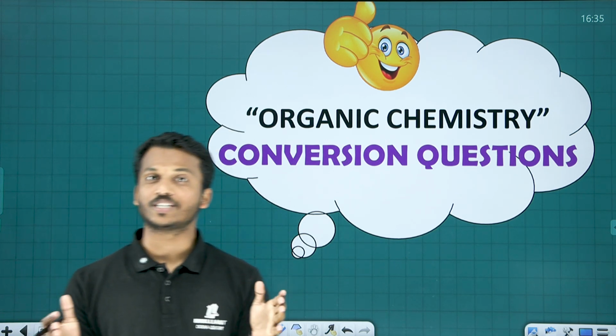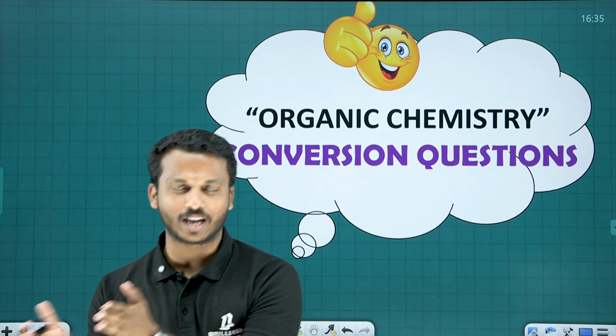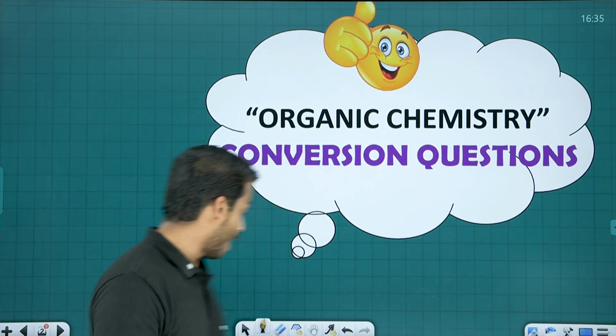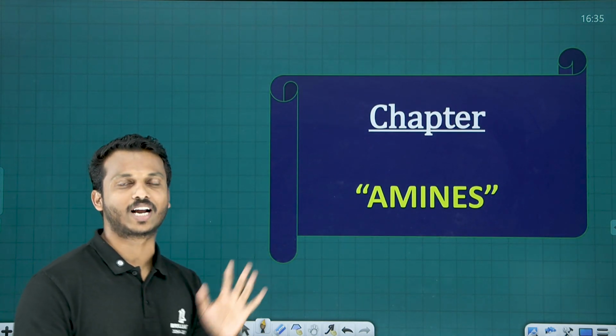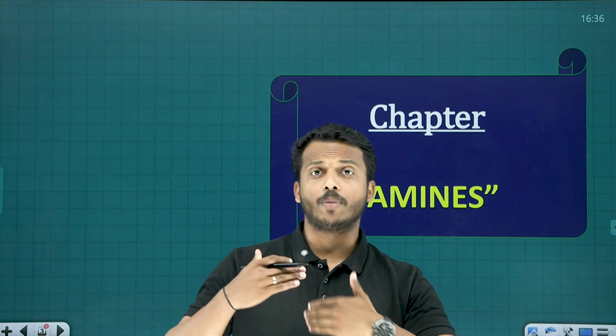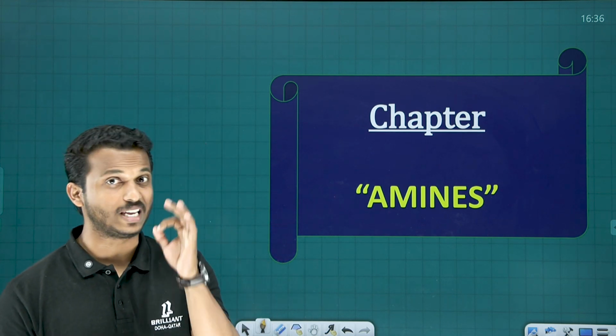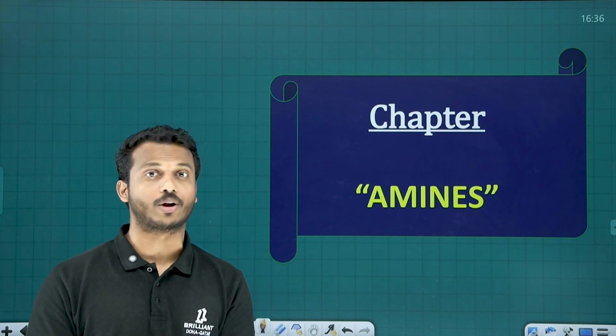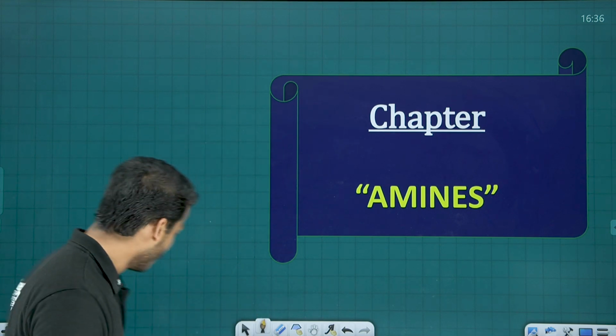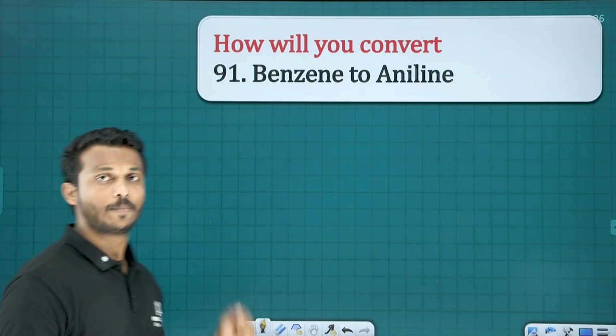Around 90 questions we completed from the last organic 3 chapters. Here we have the last chapter, which one? Amines, right? One of the easiest chapters, but many tricky conversion questions you can expect from the chapter amines. So be careful about the 30 questions from amines. Ready, all of you? Question number 91.